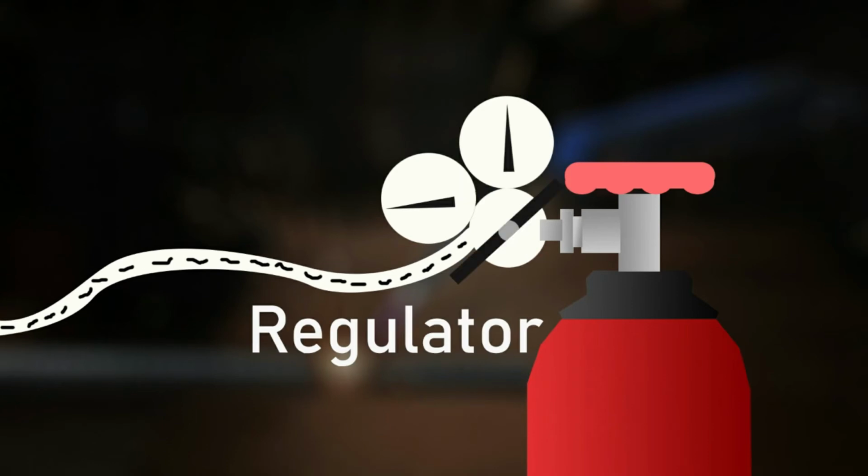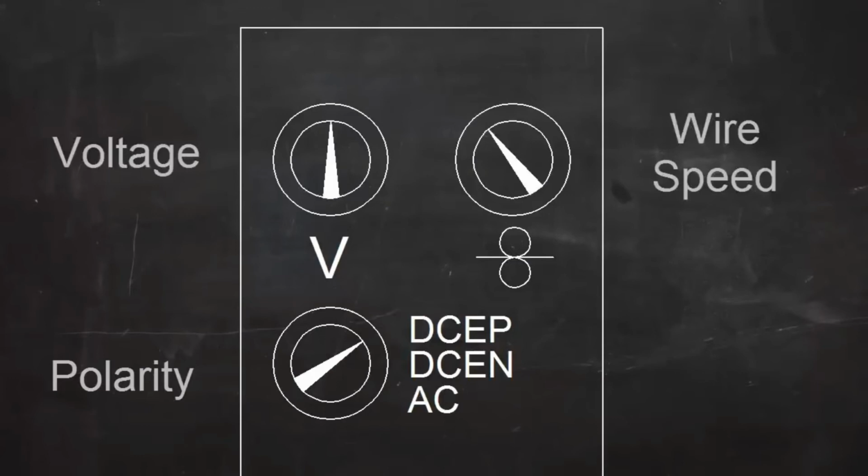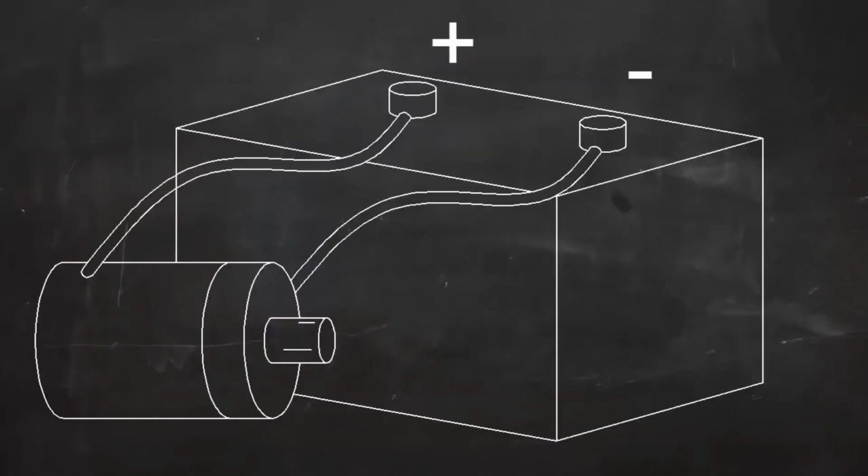In MIG welding, all the machine controls are set on the machine itself. Most important, these are polarity, wire speed, and voltage. The trigger on the gun is just an on-off switch. For most MIG welding, the current is direct current, or DC. DC is like the current flowing from a car battery.